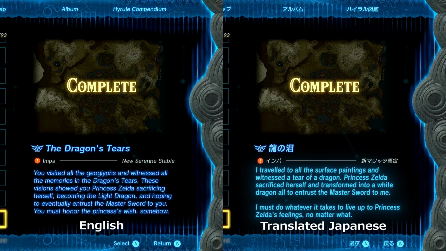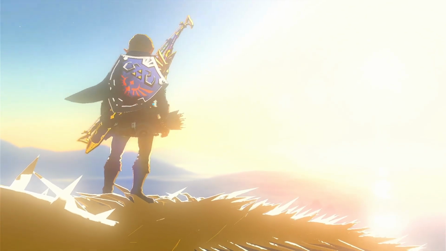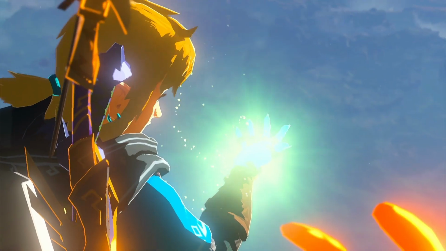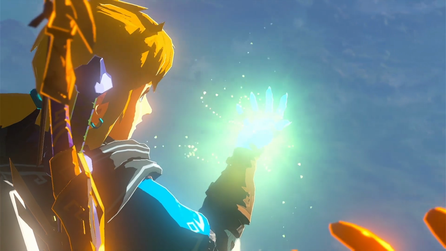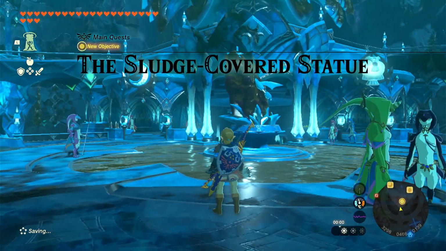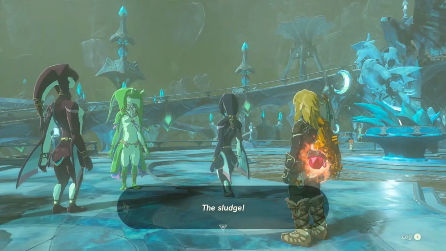Depending on the quest, you could read it as if it were in the first person if you wish to do so, yet there are a number of entries that mention Link's name in the text, which makes everything a little more complex. To reference another main quest as an example, let's take a look at a sludge-covered statue, which Link completes after arriving at Zora's Domain.